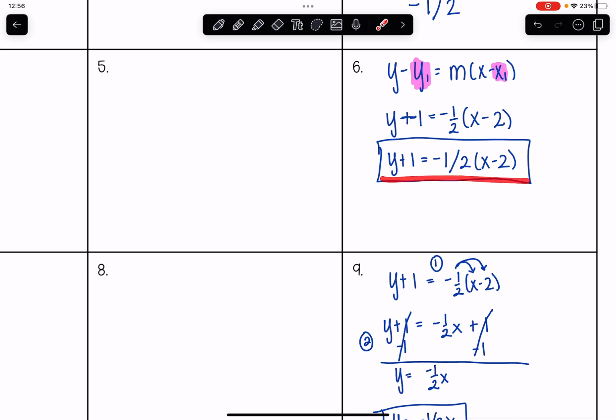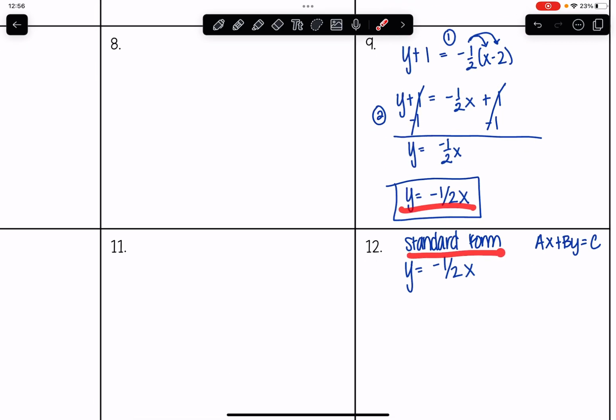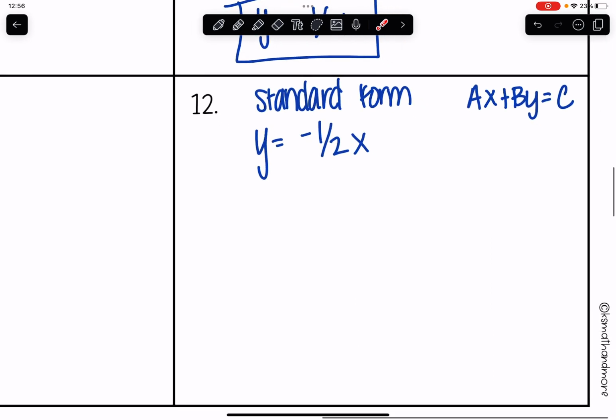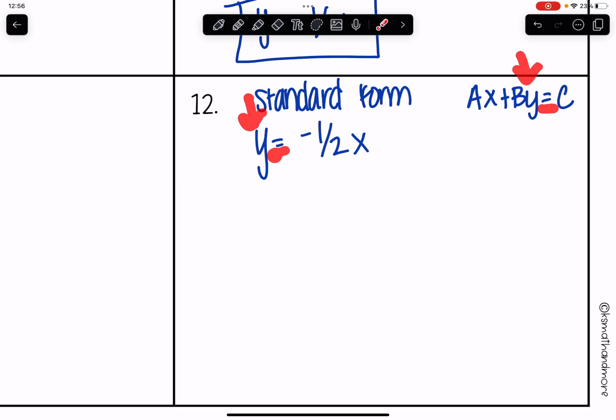So this one was in point slope. This one was in slope-intercept. And now we're going to standard form. So we're hitting all 3. Okay, so remember with standard form, I need my x and my y on the same side. And so if I have something in slope-intercept form like this, my y is already on the correct side, right? It's right in front of the equal sign, so we're good with that.